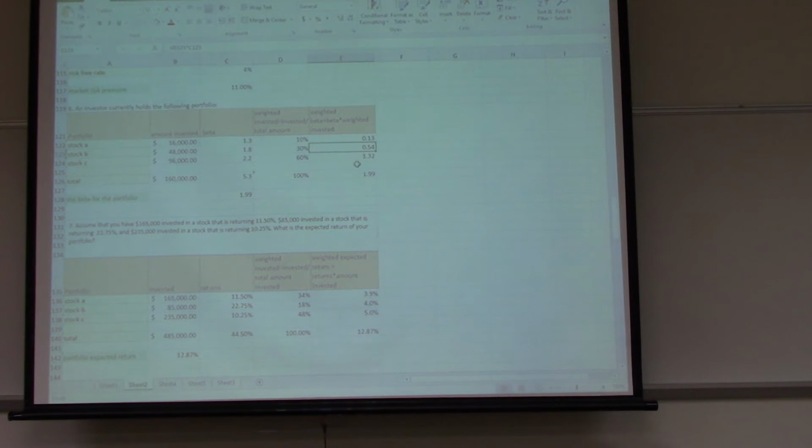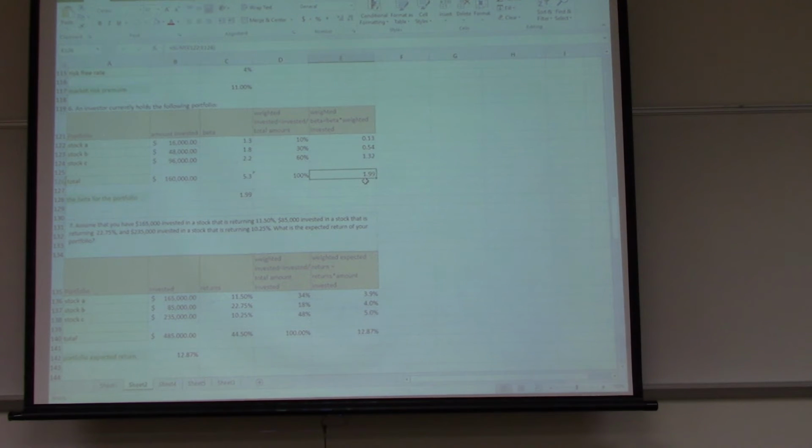And then at the end, you just add them up, and I did sum of all these values, and it gives you 1.99. So you have to calculate the weight, the percentage of each stock in the portfolio first. So 160,000 is a big pie, so you need to figure out what is the percentage of each stock in this big pie. It has to add up to 100%.